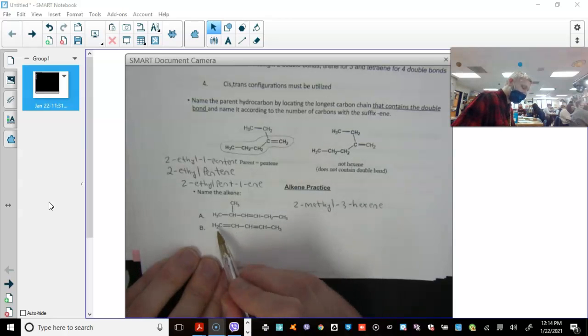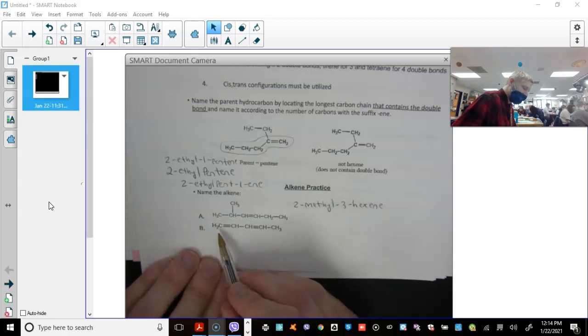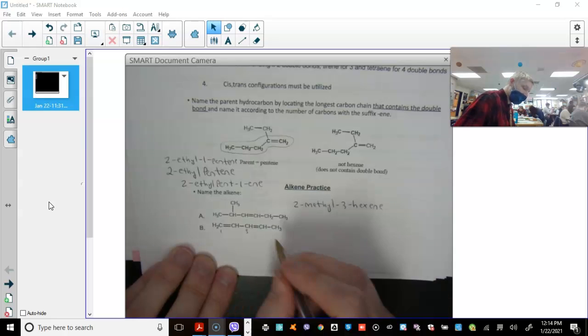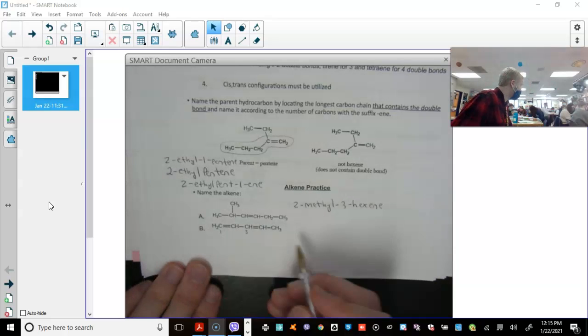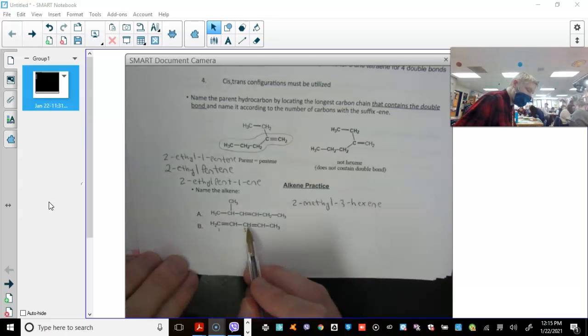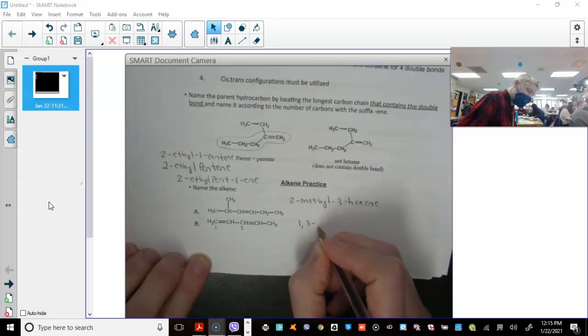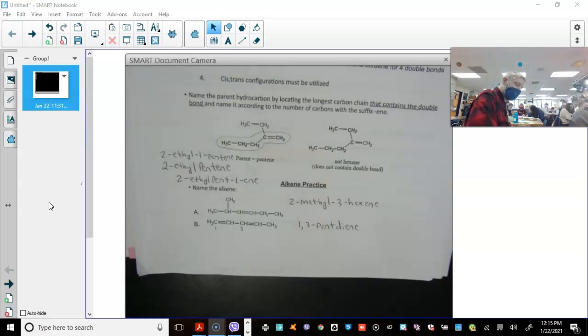Oh, here we've got 2 double bonds. Because the double bond starts on the 3rd carbon. So here we've got 1. It starts on the 1st, 2nd, and then on the 3rd, 4th, 5th. Or we could say it starts on the 2nd, and no, we want to count left to right because it's smaller numbers. It's 1, 2, 3, 4, 5, pentene. There you go. 1, 3, pentadiene.